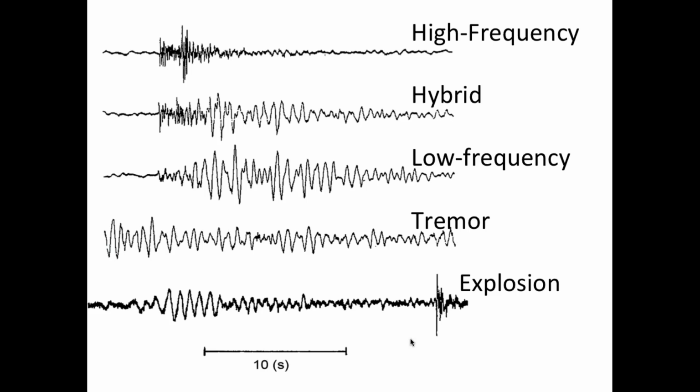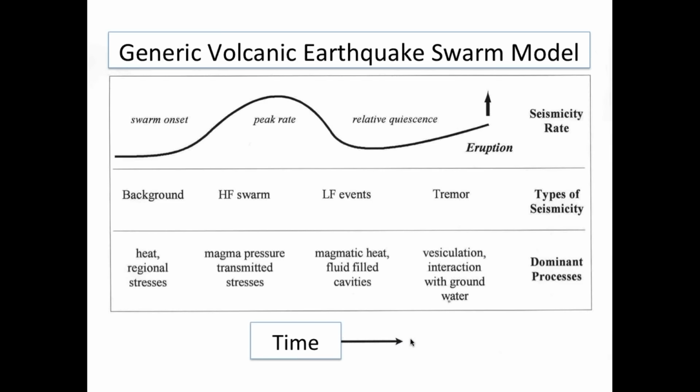Now we'll take a look at how they occur in sequence prior to eruptions. So this is a conceptual model of an earthquake swarm. Volcanoes typically don't have main shock aftershock sequences like most earthquake places. They have what we call earthquake swarms, which is a lot of small events of about similar magnitude, all clustered in time and space.